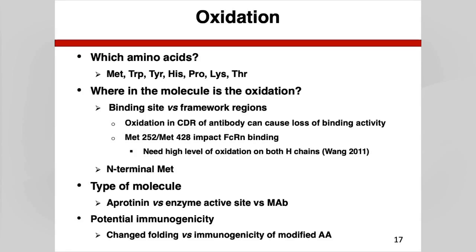And then finally, we need to understand how oxidation might impact immunogenicity. Typically, the oxidized amino acids themselves are not immunogenic. So methionine sulfoxide, for example, it's very hard to get antibodies to that amino acid modification. However, oxidation can cause changes in folding of the protein. And this is more likely where increased immunogenicity may be coming into effect.